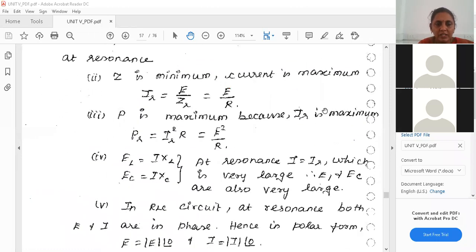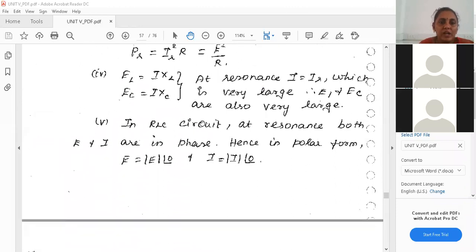Next, EL is equal to IXL and EC is equal to IXC, right? That we know already, because the voltage across the inductor is IXL, and the voltage across the capacitor is IXC. At resonance, what happens? I is equal to IR, because we know the current is going to be maximum. That is the effect we had discussed previously. As the current is very large, the resonant current will also be equal to that. And even EL and EC are also very large.